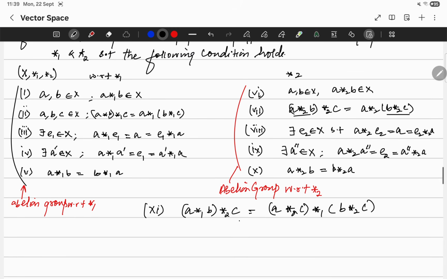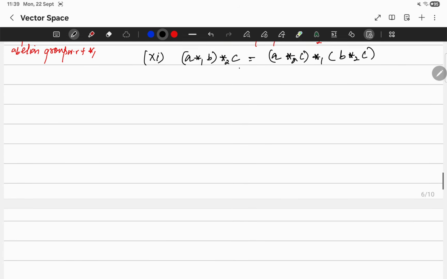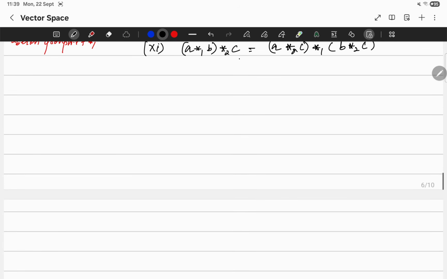Any set which satisfies all these 11 properties with respect to the two operations, then that set equipped with those two operations is called a field. For example, we will take Q under addition and multiplication.